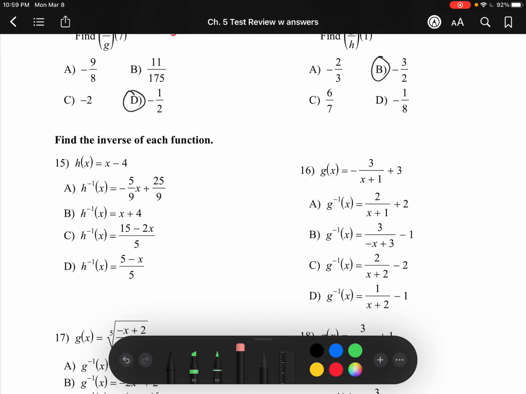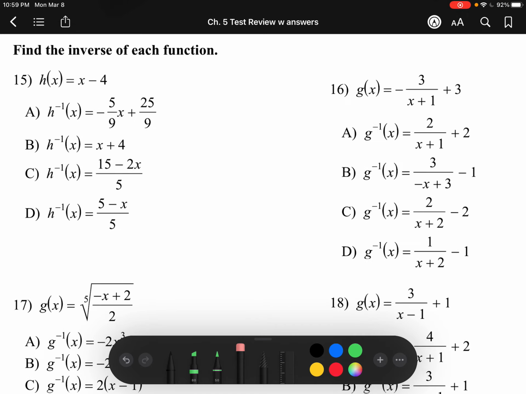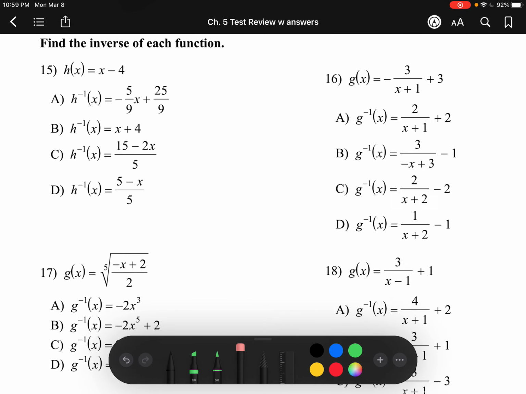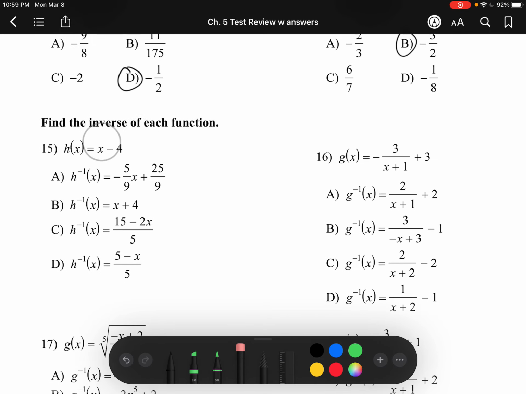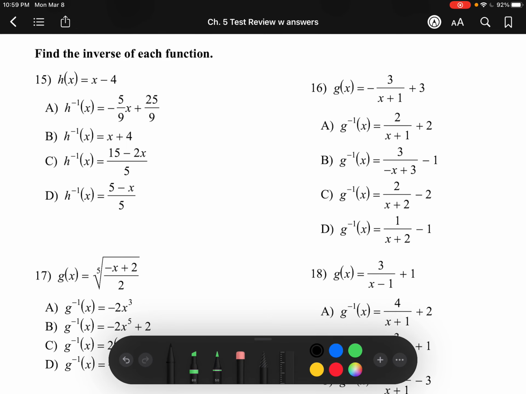All right, I'm going to be starting up again on the Chapter 5 test review, and I'm starting at number 15. So from 15 to 18, we're going to be finding the inverse of each function. If you look on your worksheet on inverse functions, you'll see the 4 steps that we have to follow to find the inverse of a function.